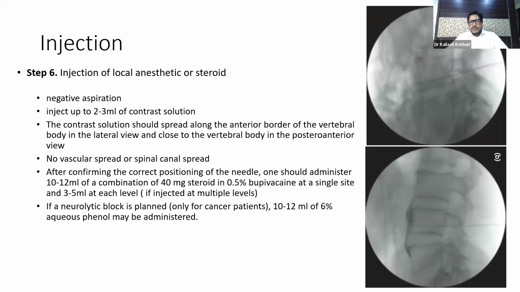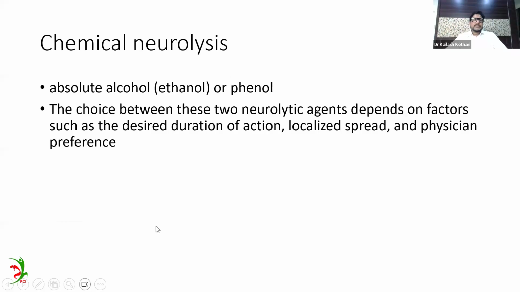If you are using only one needle technique, that means you normally use it at L3 level. If the spread of the dye is going to L4 and L5, then we inject around 15 to 20 ml of the local anesthetic with steroid. Sometimes we inject 15. Most of the time I inject around 15 ml. It is enough. If you are using neurolytic, then you can inject around 10 to 15 ml of the local anesthetic. 6% aqueous phenol you can inject.